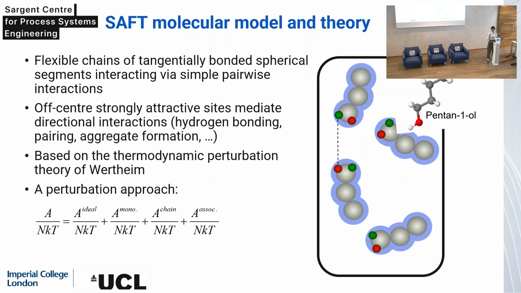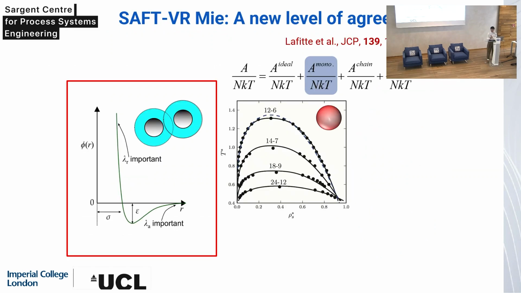SAFT is a perturbation approach, which relies on the formal understanding of simpler fluids initially. So first we have an understanding of a monomer fluid, and from there, the simple potential I showed you of Verdam, and from there we grow the chains. Okay. So before I show you results for real systems, in 2013 we presented this paper where we reviewed the theory and presented a new level of agreement by incorporating a new potential. So we treat the interaction between two spherical segments, which is the beginning of the theory.